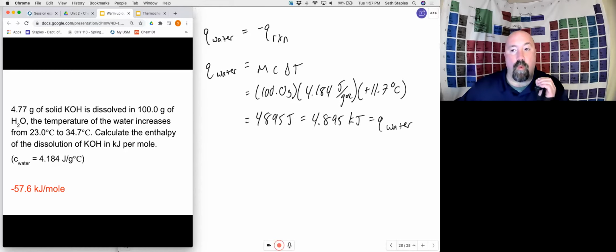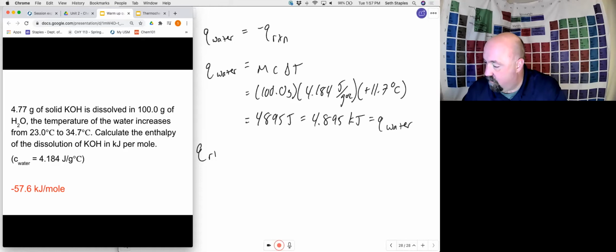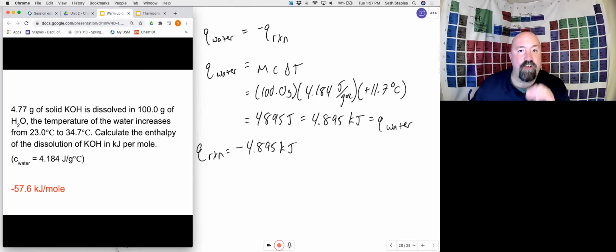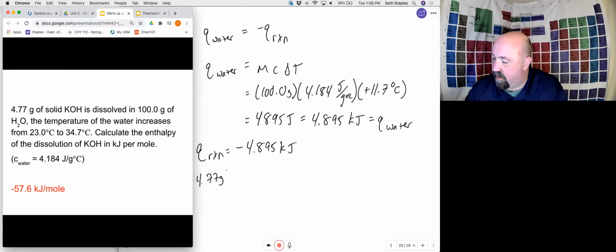Now we do have to remember, though, that was our Q of the water. So the actual Q of the reaction is the opposite of that. And so it's negative 4.895 kilojoules. Now that's the amount of energy, though, when 4.77 grams of potassium hydroxide dissolves. We want the enthalpy in kilojoules per mole. So we need to take our 4.77 grams of potassium hydroxide and convert that over to moles.